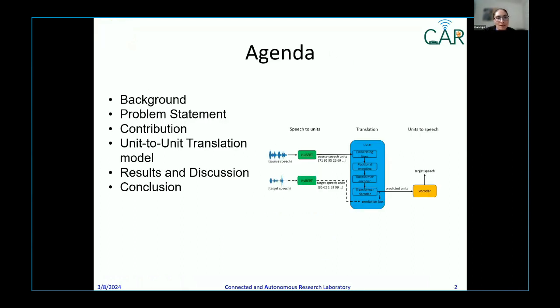First, I'll give a little bit of background of the speech translation area and then define what the problem statement for our work was and our contribution. Specifically, the model that we created was called unit-to-unit translation. I'll be going over the details of that model and then discuss the experiments we did, results, and conclusion.